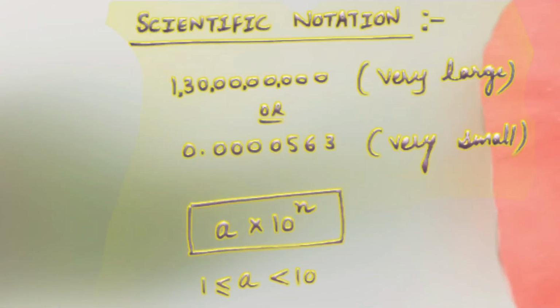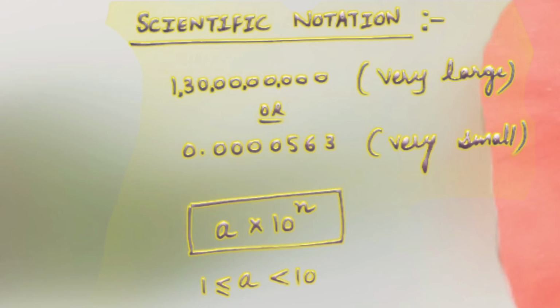So now students, I am going to discuss with you one more important topic of exponent, that is scientific notation. Why are we using scientific notation? Because if I have written a number here, 1 3 and then 8 zeros, if I just read out this number, it would be difficult for me to read out because this number is very large.